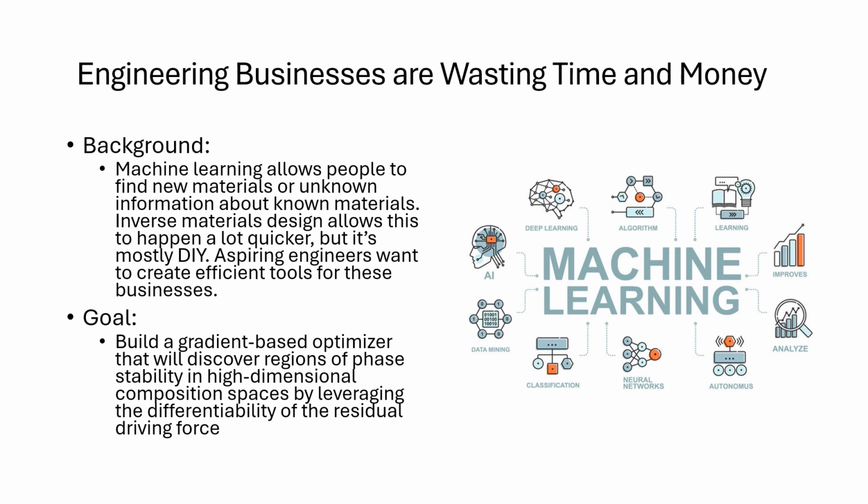My goal was to build a gradient-based optimizer, which means using a gradient-based derivative, I will be able to find solutions of functions when they're at zero. And it will discover regions of phase stability in high dimensional composition spaces, which means there are many phases to search through, but the optimizer is able to find which phases meet the conditions that you are asking it to look for. And it does this by leveraging the differentiability of the residual driving force, which means you take the derivative of the residual driving force to enable you to find these solutions, and this will be shown later on.